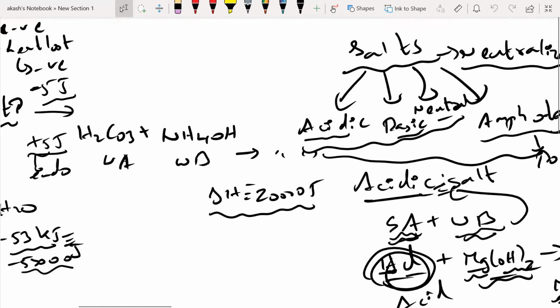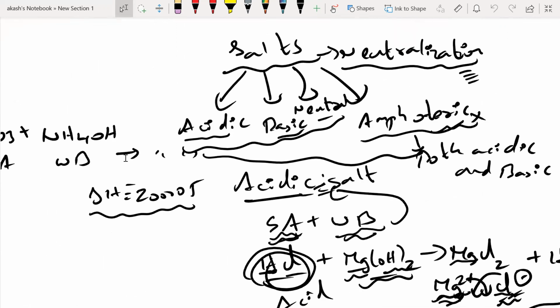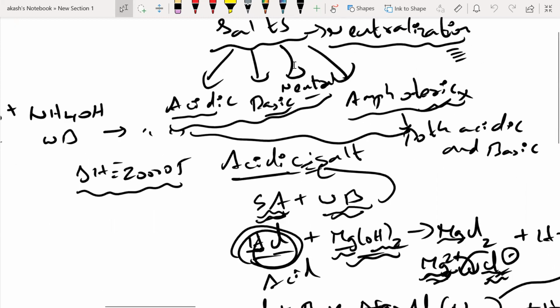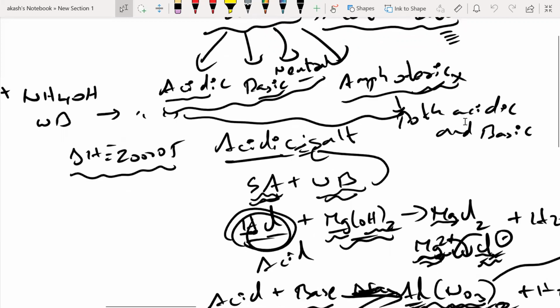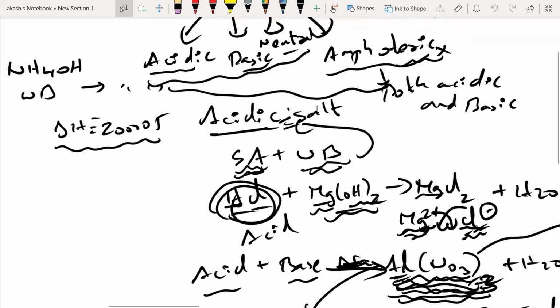And then we went on to salts. I told you that salts are of 4 types: acidic salts, basic salts, neutral salts, and amphoteric salts. From the name itself, you can understand what these salts are. One is acidic in nature, one is basic, one is neutral, and amphoteric means it is going to be both acidic as well as basic. It can react with both acid as well as base. So now, how do you form all these salts?